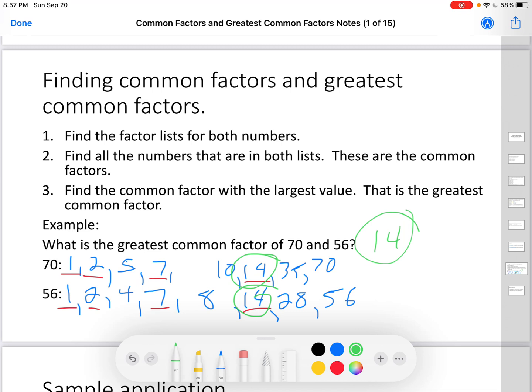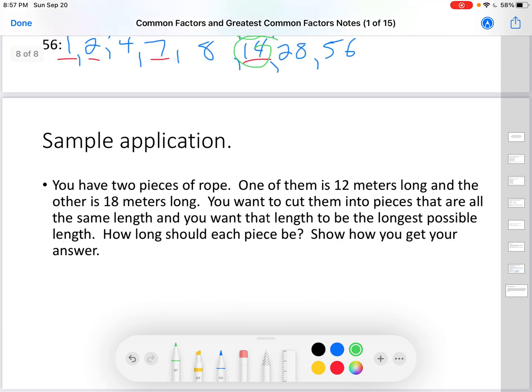Easy enough. Get the idea? Let's do an application. You have 2 pieces of rope. One of them is 12 meters long and the other is 18 meters long. You want to cut them into pieces that are all the same length, and you want that length to be the longest possible length. How long should each piece be? Show how you get your answer. Well, again, I want the longest that is the same for both. I want the greatest common factor.